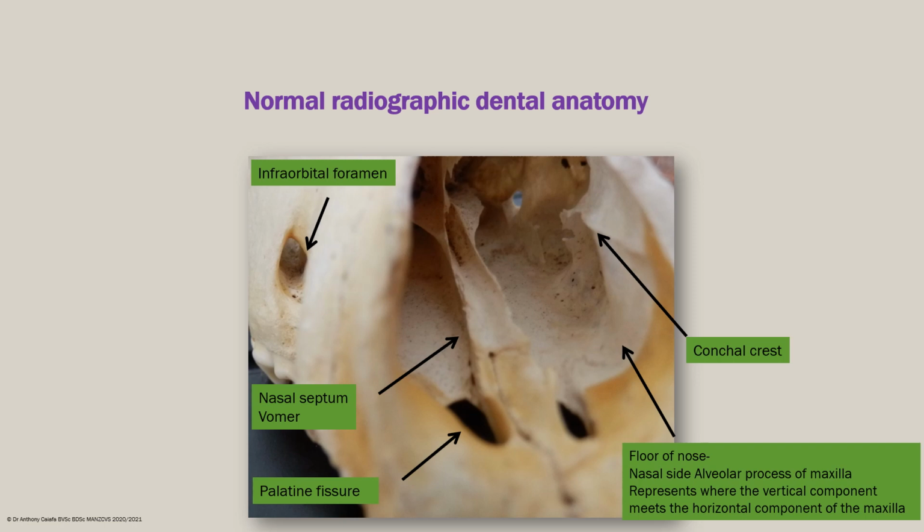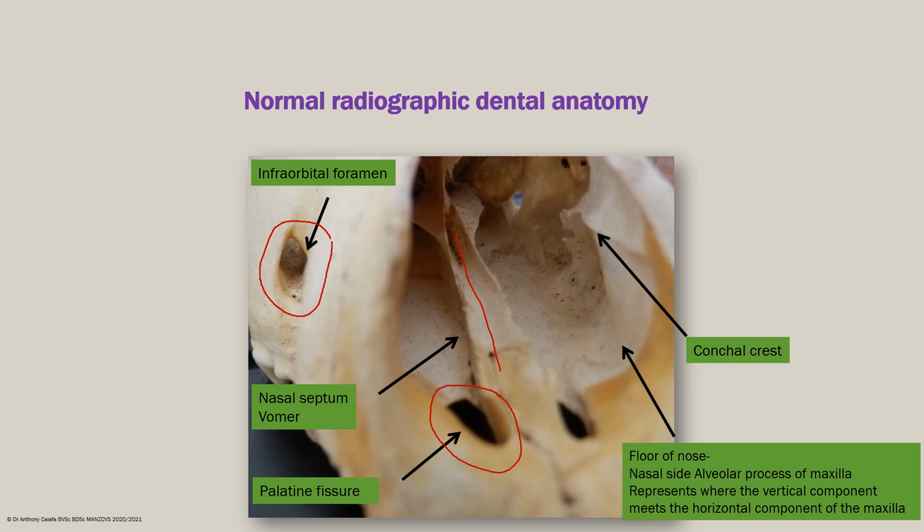We're looking at the rostral maxilla in the dog. This is a skull specimen. If we look at this, we can see on the left upper we have the infraorbital foramen, which is where the neurovascular bundle of the maxillary nerve exits. If we look in the middle here, we have the nasal septum or vomer. If we look on the lower left, we have the palatine fissures, where neurovascular bundles from the palatine neurovascular bundle enter.